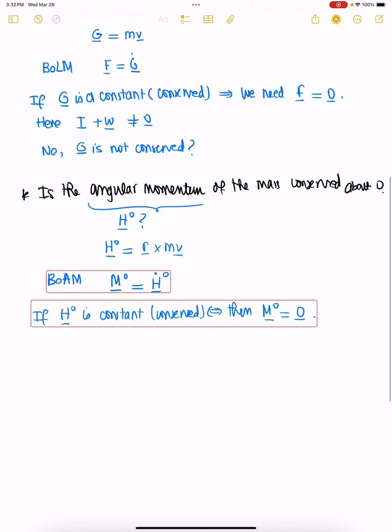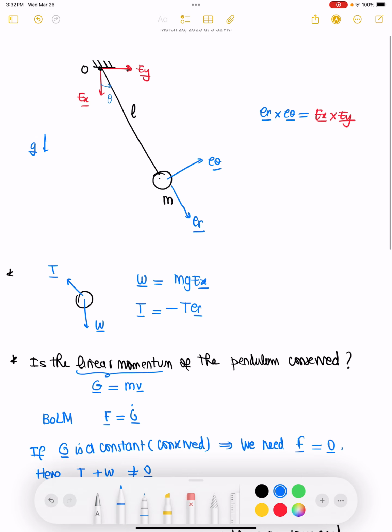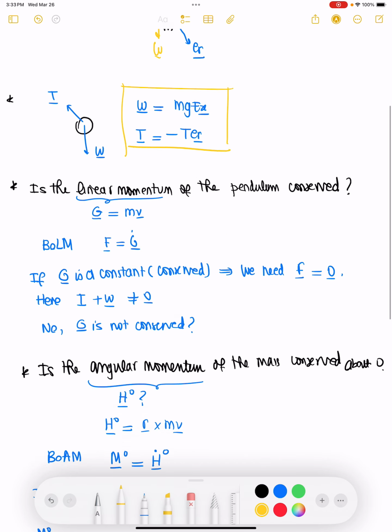Okay? So here, I will need to calculate the sum of moments about O. Well, how do I calculate the sum of moments about O? It's the position vector from O to the point of application of the forces, so this one, r, crossed with the forces. Remember, both forces are being applied at the particle. Weight and tension are being applied at the particle. So the position vector from O to the point of application of the forces is the same as r, the position vector to the particle, and the forces are the weight and the tension, whose expressions we've written over here.